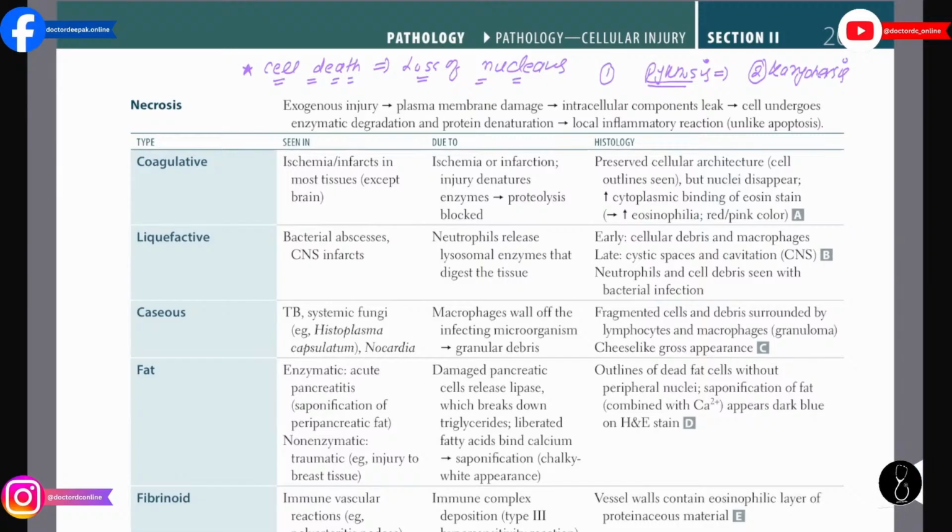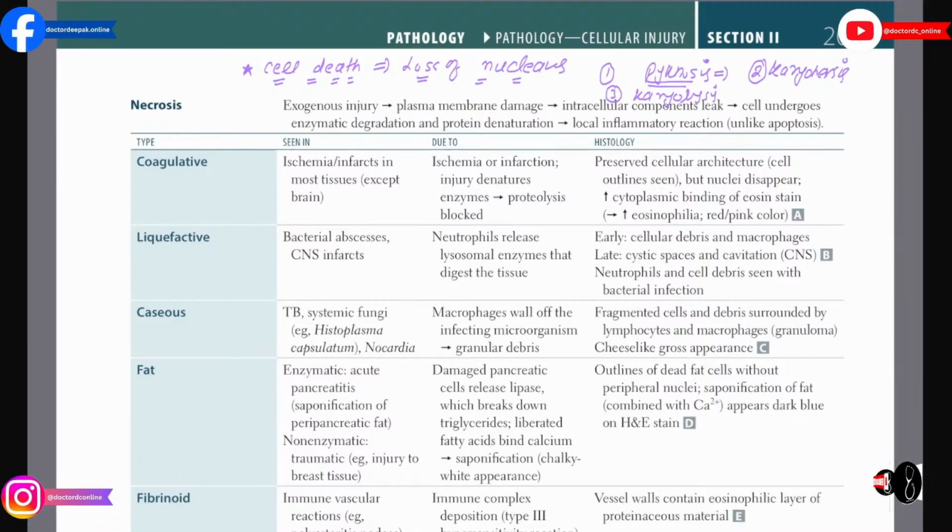On the third point, if the nucleus is dissolved, it is called karyolysis. So what is the meaning of karyolysis? Basically, it is a process in which the nucleus dissolves itself, and after dissolving, the nucleus will be lost. So these are the three mechanisms through which the loss of nucleus occurs, and this is the morphological hallmark of cell death.